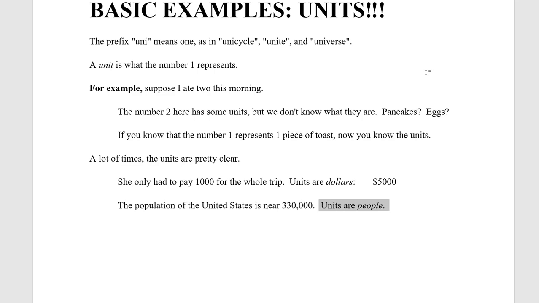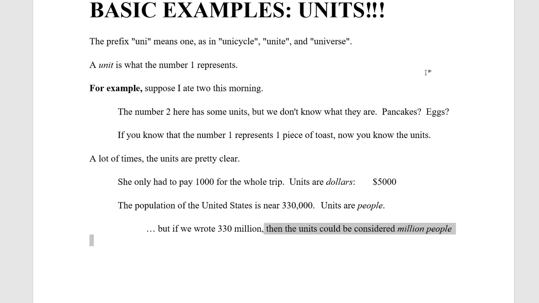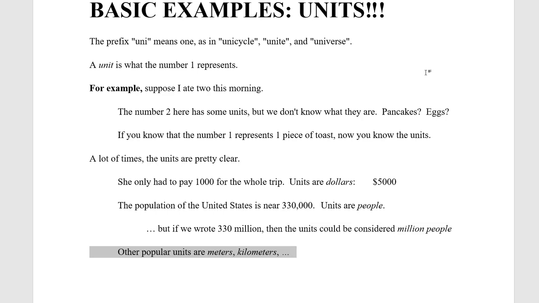Maybe they don't say it explicitly. Maybe they do. But if a person wrote 330 million as the population of the United States, the units would be million people. That word, when it kind of becomes separate, it almost becomes a unit. 330 what? Million people. So units can be compound like that. We'll get to that near the end.